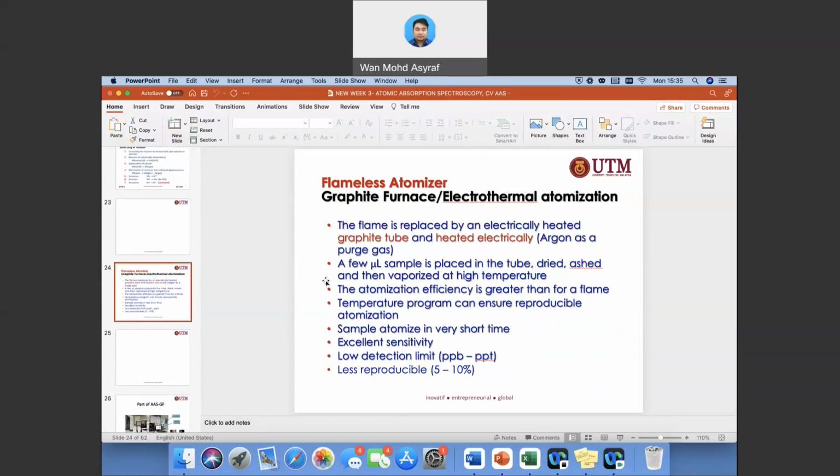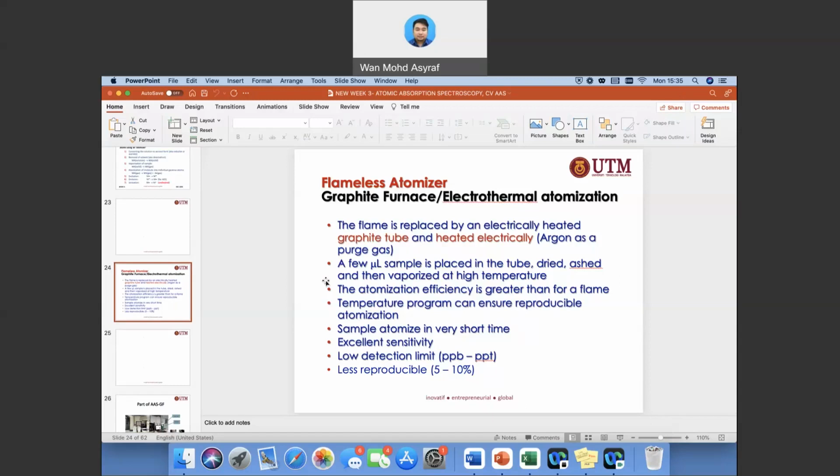Just now we looked at the flame atomizer. Now we are going to look at another type of atomizer, which is a graphite furnace or electrothermal atomization. So this is flameless. There is no flame involved here. The flame is replaced by an electrically heated graphite tube.